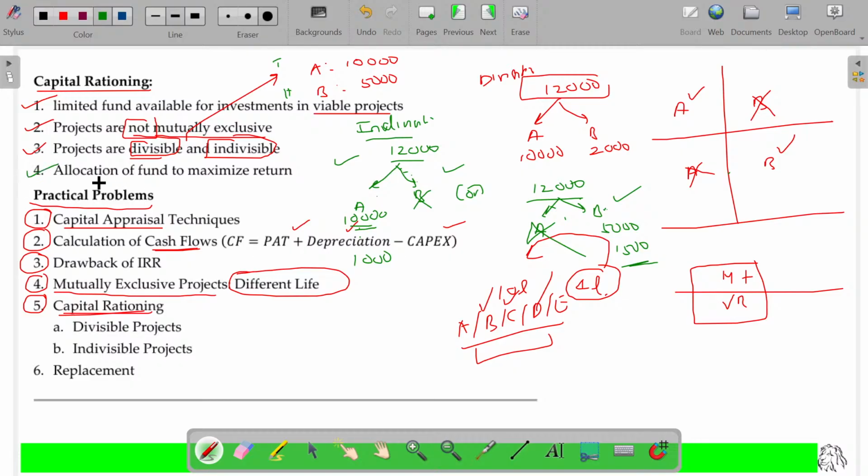The fourth one is allocation of fund for the maximum return. So you have to allocate your fund in a way which gives you more return. So this is what the capital rationing problem is about, with divisible projects and indivisible projects. Is that clear?